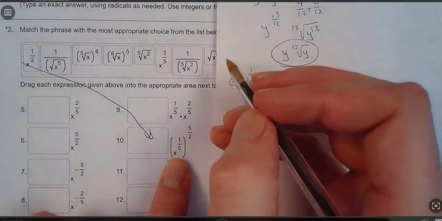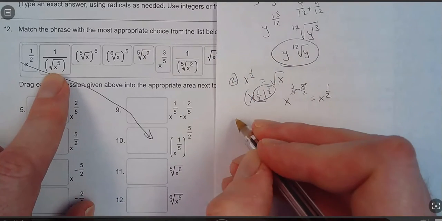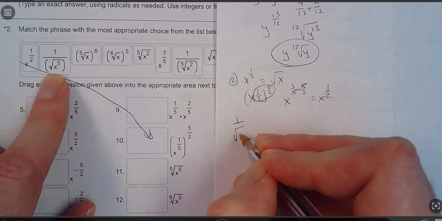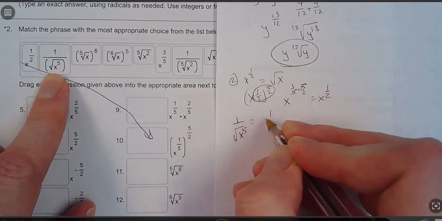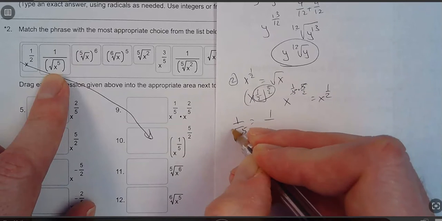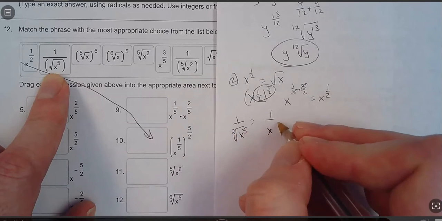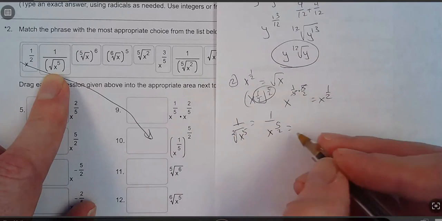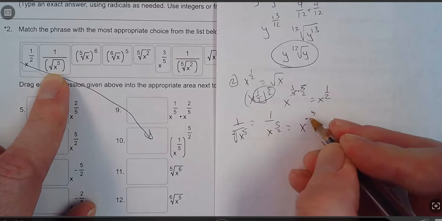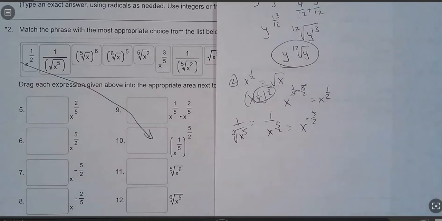Some other ones might be like this one here. If you got 1 over the square root of x to the 5th, well, that'd be 1 over x to the, again, it's not written, that means it's a 2, so it'd be 5/2. Bring it up to the top, that'd be a negative 5/2. So remember all your exponent rules. If it's negative, you got to move it, and so on.